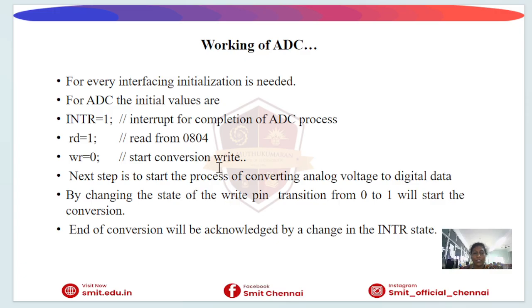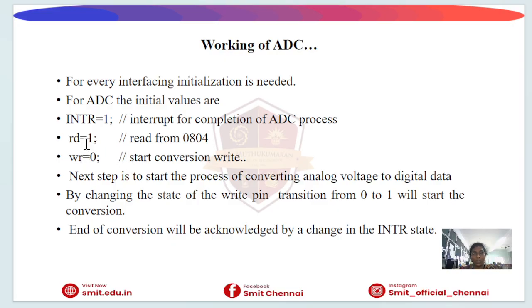Next, starting the conversion: to start conversion, make CS equal to 0. So we select the chip by setting chip select equal to 0. Give a low to high pulse on write. We note write is equal to 0, so we give a low to high pulse to write, that is write equal to 1. This pulse tells the ADC to start converting the analog voltage. So the analog voltage starts converting.